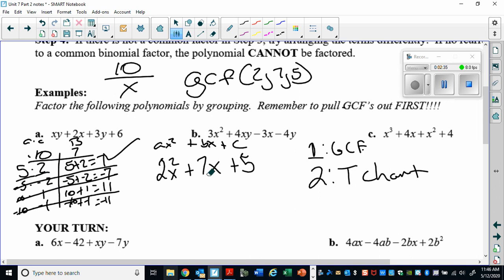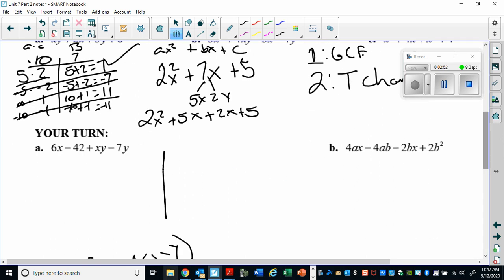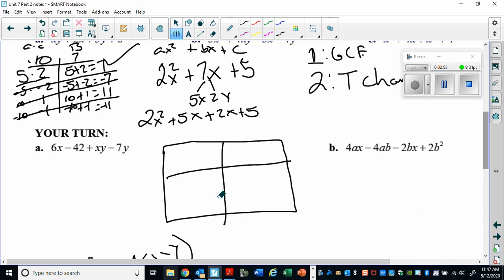Remember, we take those two numbers to break this up: 5x, 2x. So now we have 2x squared plus 5x plus 2x plus 5. Then we create our box over here. Our box is going to help us to break this up: 2x squared, 5x, 2x, and 5.